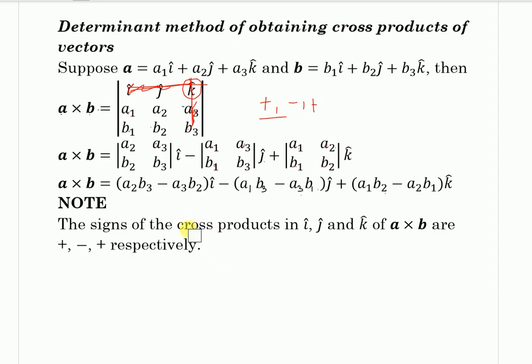It does not mean that the final answer should always have a negative J, because the product A1B3 minus A3B1 may be negative. So if this difference is negative, then you can have a positive for J. But when you are writing it, it must be like this: plus, minus, plus. Take note of that.